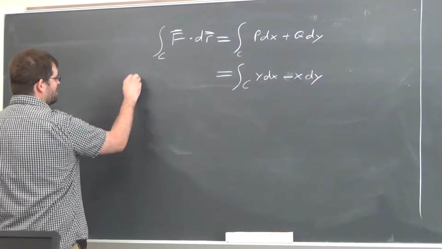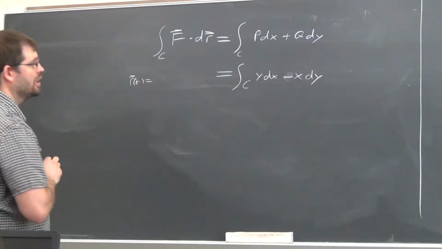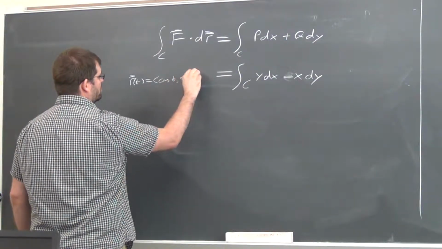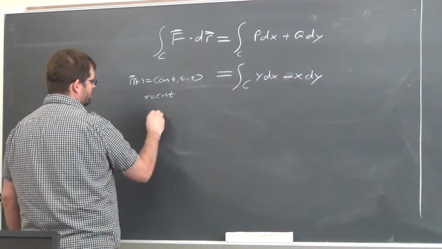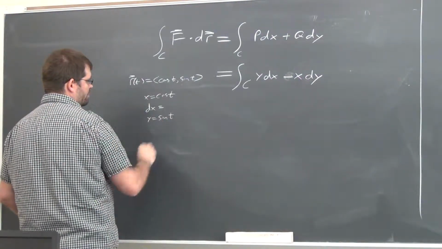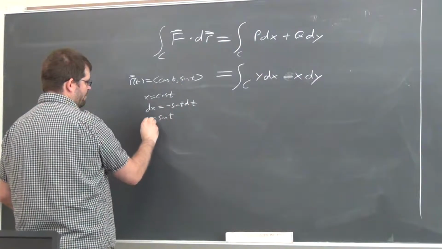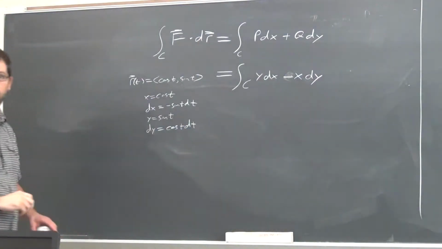And then let me pull out to the side here. What was our cosine, sine? So our x is cosine, our y is sine. What's dx then? Negative sine t, and dy is cosine of t.